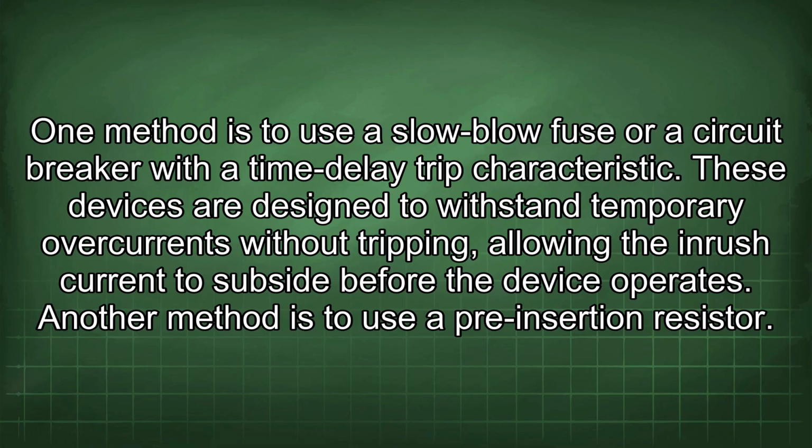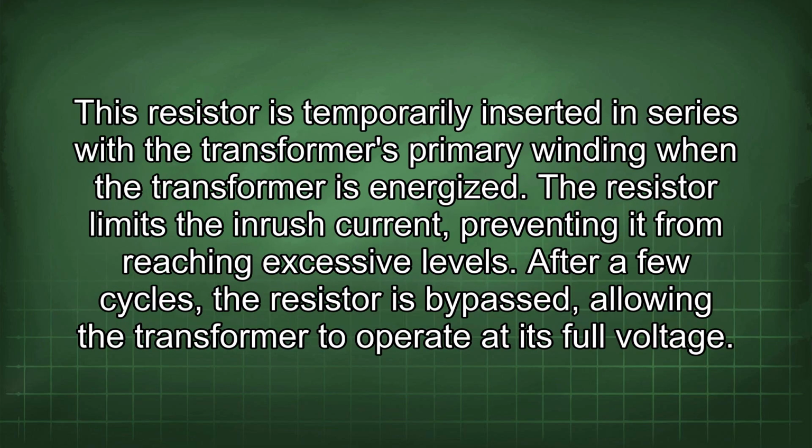Another method is to use a pre-insertion resistor. This resistor is temporarily inserted in series with the transformer's primary winding when the transformer is energized. The resistor limits the inrush current, preventing it from reaching excessive levels. After a few cycles, the resistor is bypassed, allowing the transformer to operate at its full voltage.